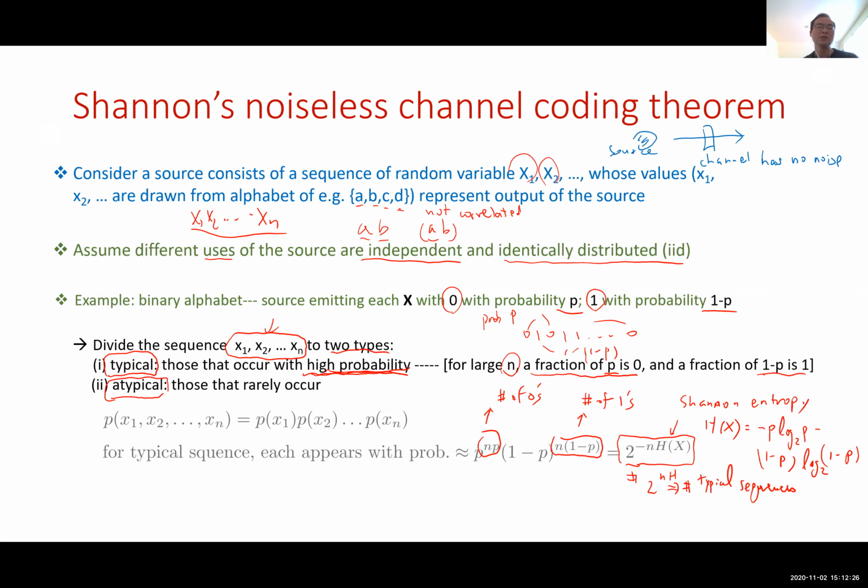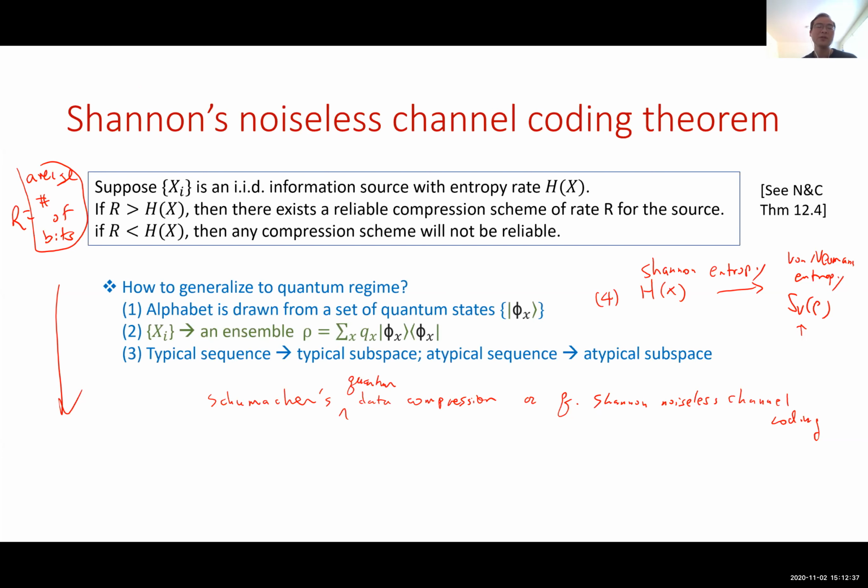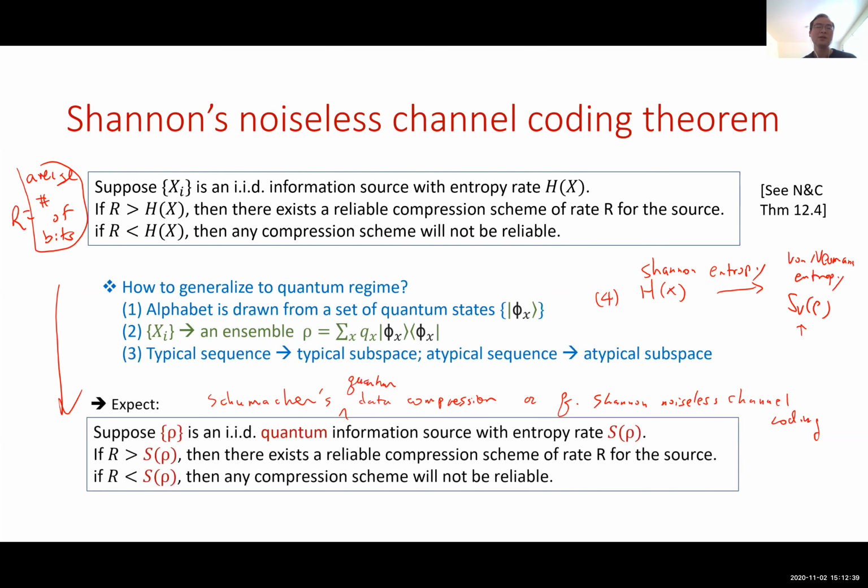Okay, that's the rate. But you could use an R which is larger. You could use more bits, which is fine. So that's the content of the theorem. If you try to use less than that, then the compression scheme will not be reliable. So R is any rate that you set. Okay.